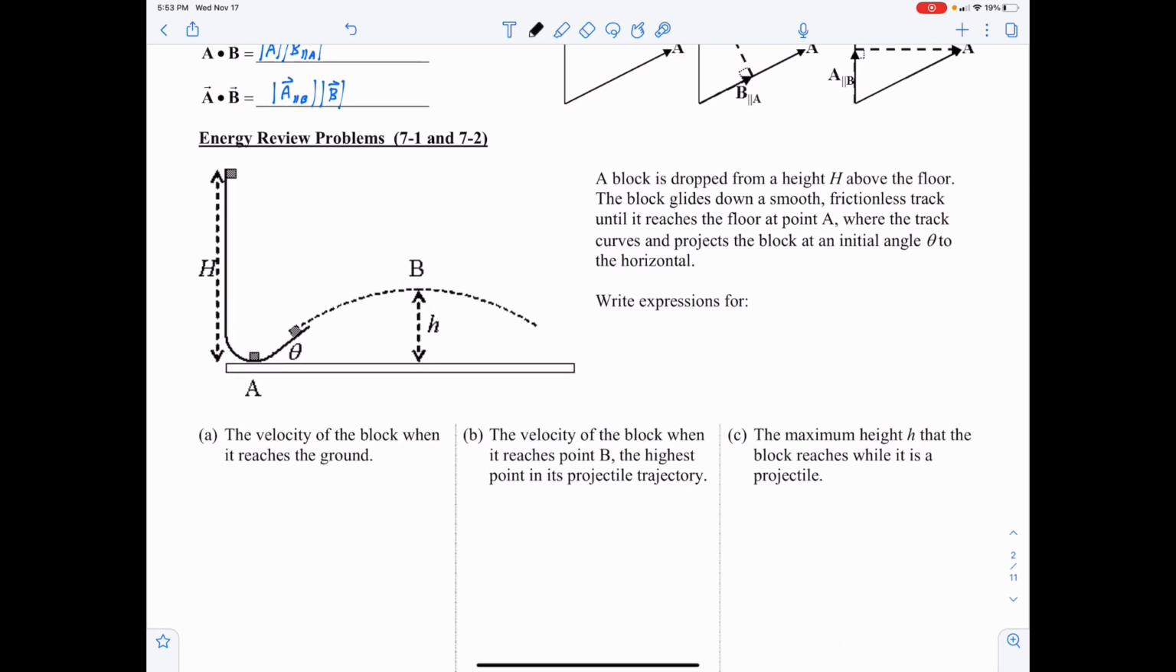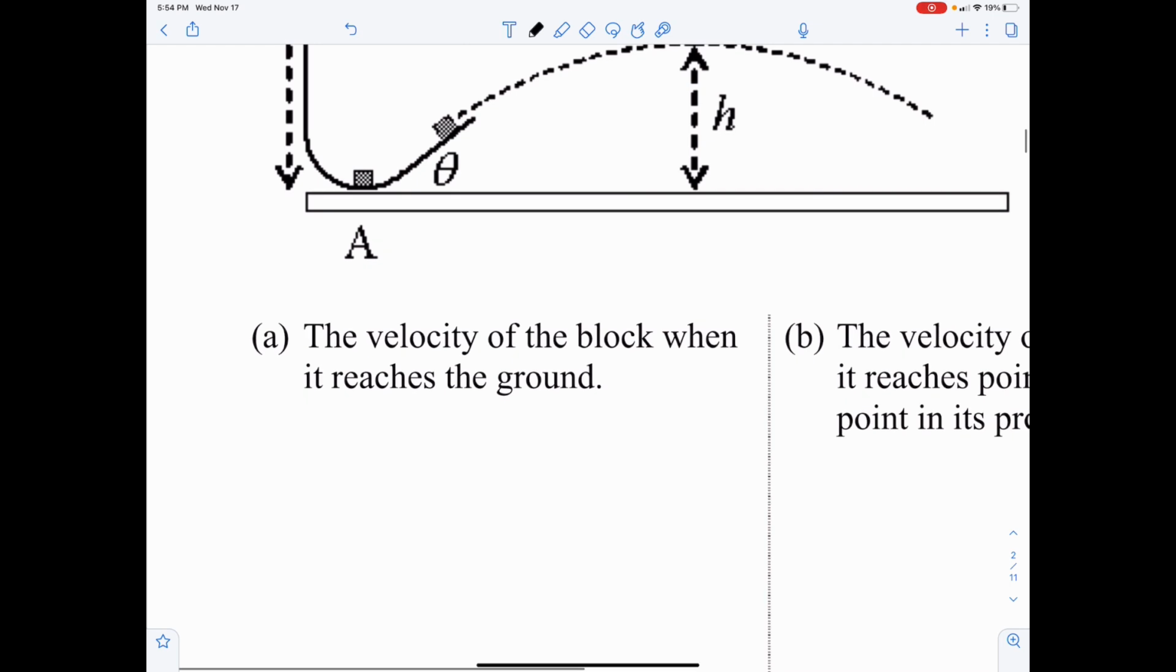Let's take a look at this energy review. We have a block that's dropped from a height above the floor. The block glides until it reaches a smooth, frictionless track until it reaches the floor at point A, where the track curves and projects the block at initial angle theta to the horizontal. In part A, we want to write an expression for the velocity when it reaches the ground.